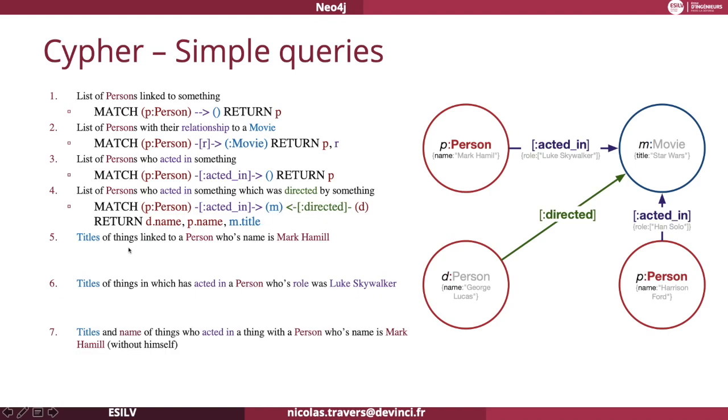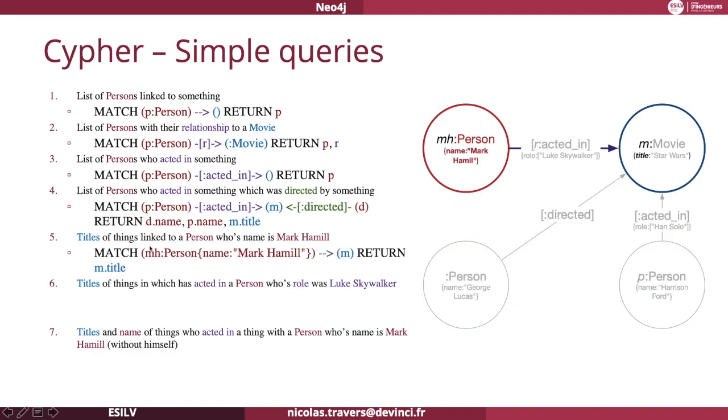Now we want the titles of the things linked to a person whose name is Mark Hamill. So we have a node person, which is filtered by the property name, whose value must be Mark Hamill. And this node Mark Hamill must be linked to something, and we wish to have the title of this thing. So here you have the node, referred to by the variable mh, the type person, and the filter Mark Hamill, which is linked to something for which we look for the title of the movie.